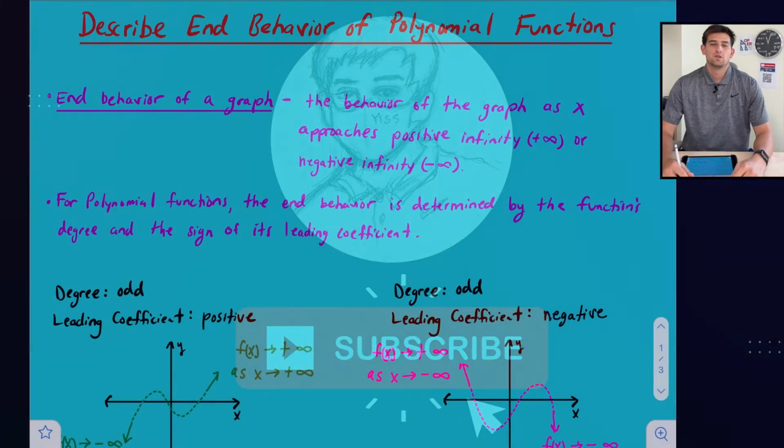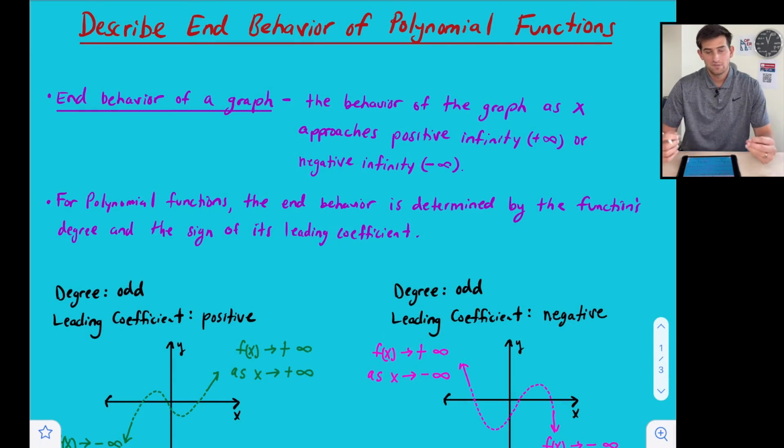Hello everybody, in this video we're going to talk about how to describe the end behavior of polynomial functions, and specifically what we mean is the graph of the polynomial function. So what is end behavior of a graph? Well, it's the behavior of the graph as x approaches positive infinity or negative infinity.